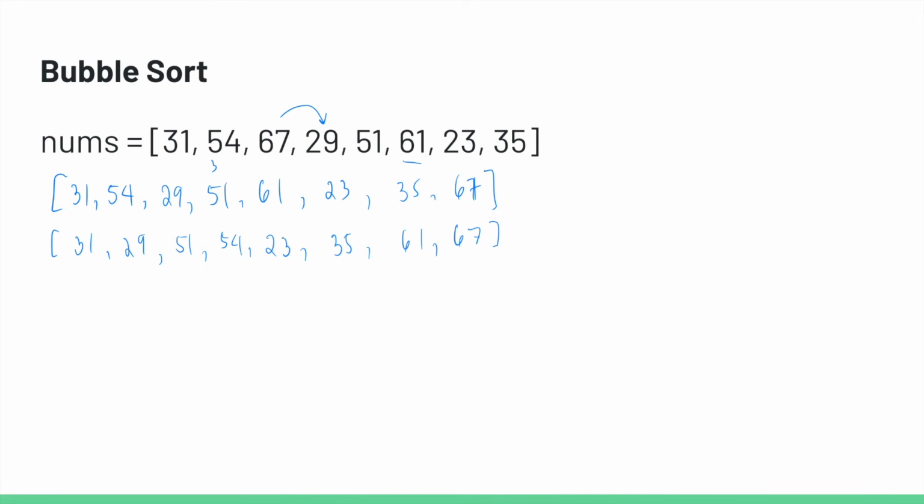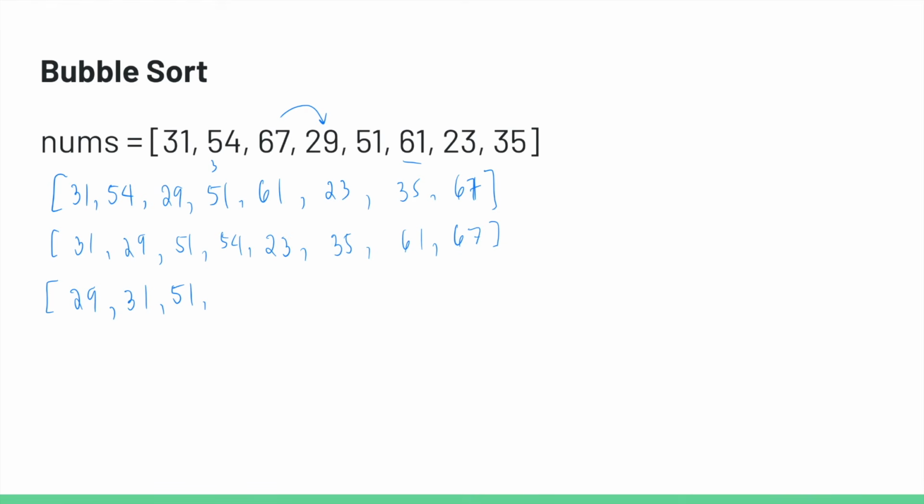And so you can kind of see how things are slowly starting to fall in order. But let's keep going. So we've got 31 and 29. 29 is less than 31, so we're going to swap those. So we've got 29 and 31. And 31 is less than 51, so we're not going to do anything. 51 is less than 54, so we're not going to do anything.